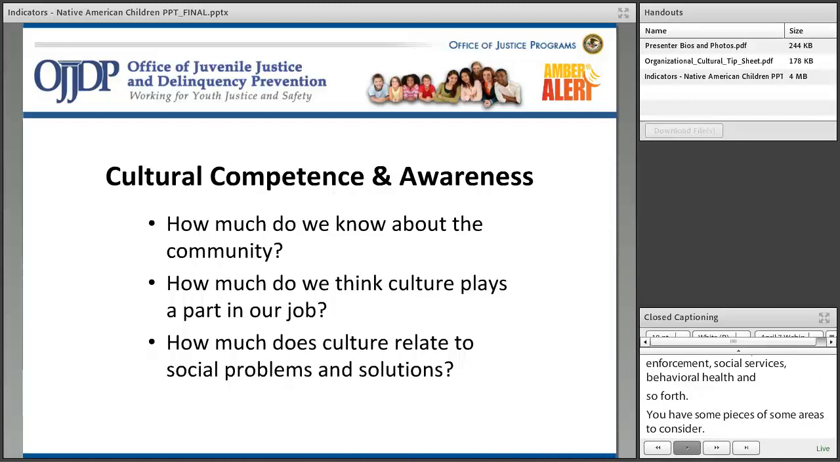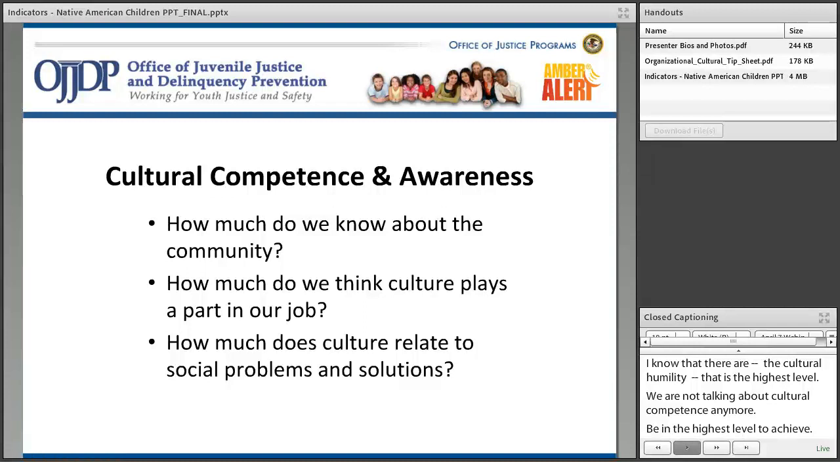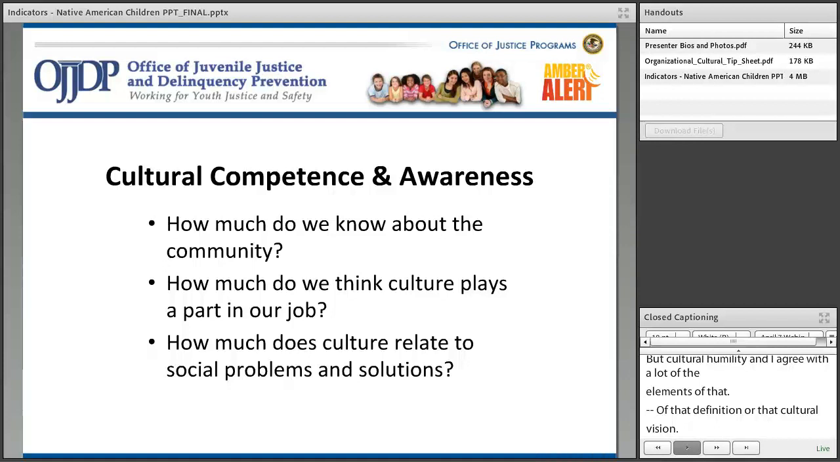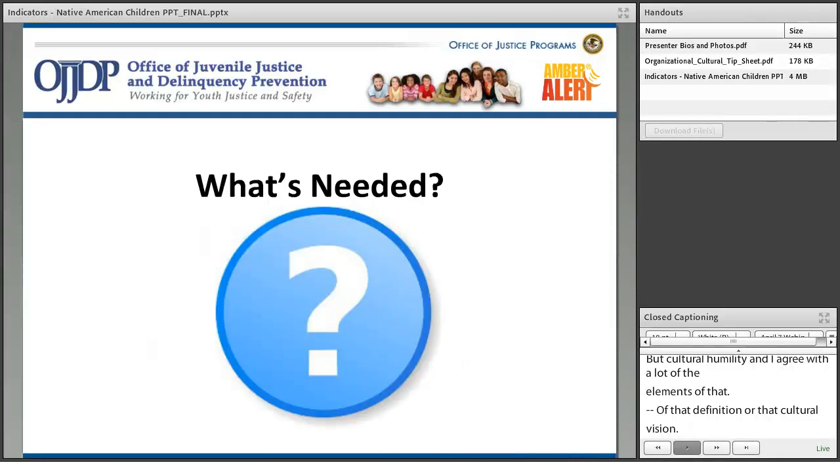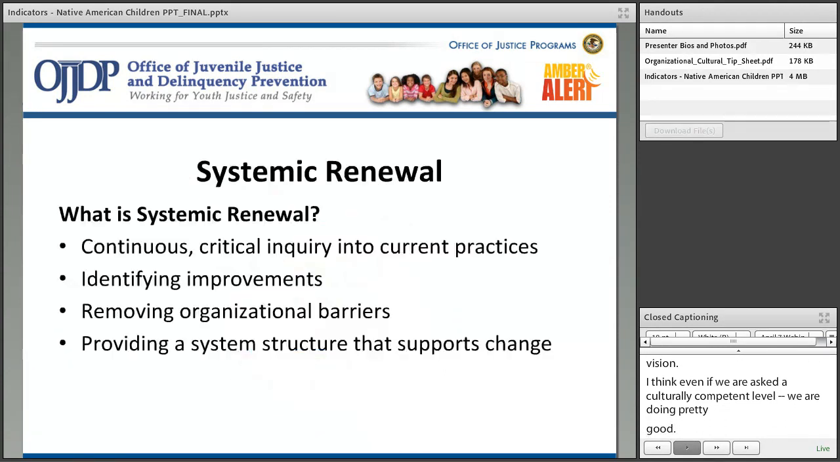I know that there is the new, well, it's not so much new, it's been around for several years now, cultural humility. That is like the highest level. We're not talking about cultural competence anymore being the highest level to achieve, but cultural humility. And I agree with a lot of the elements of that definition as a practitioner. But I think even if we're at a culturally competent level, then we're doing pretty good. So take a look at the tip sheet, and hopefully that will give you some ideas of what's needed.